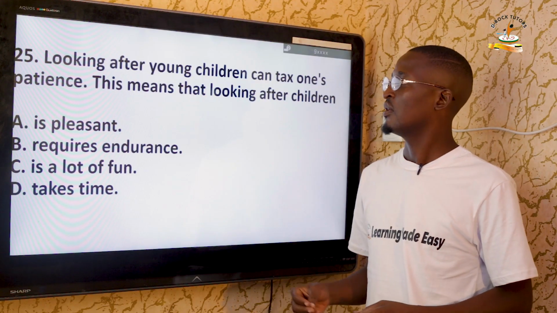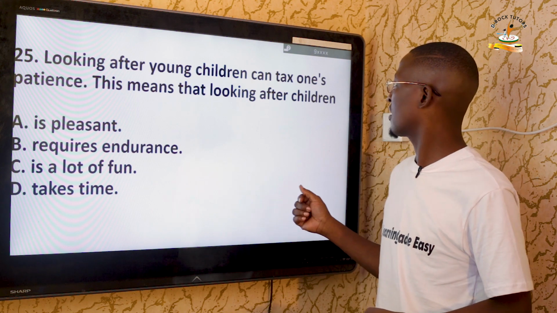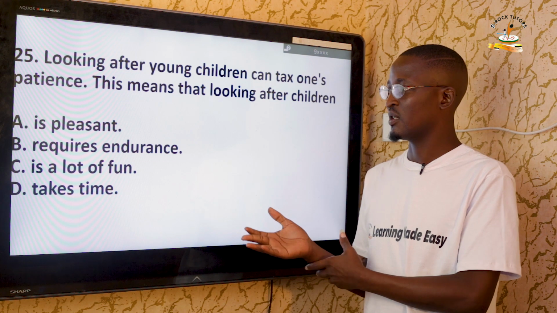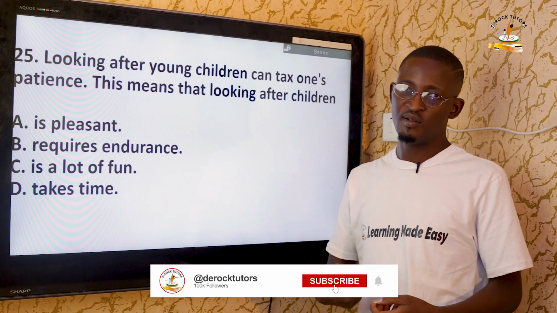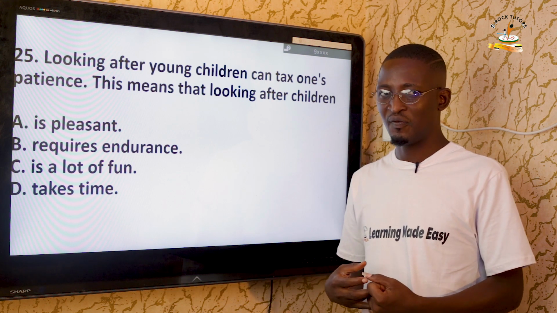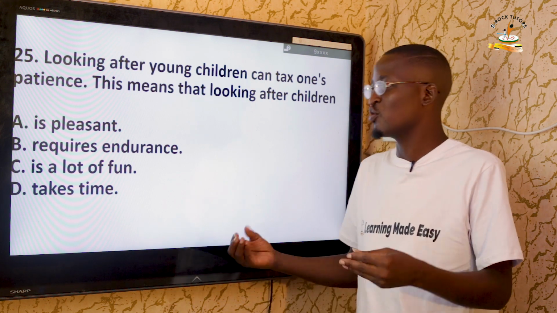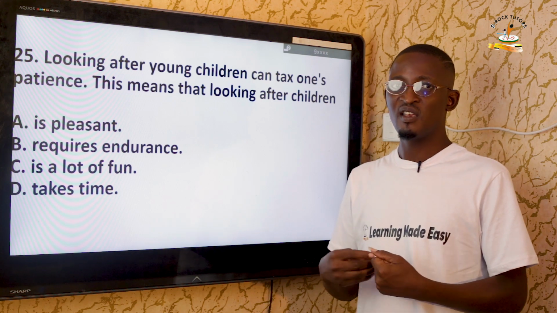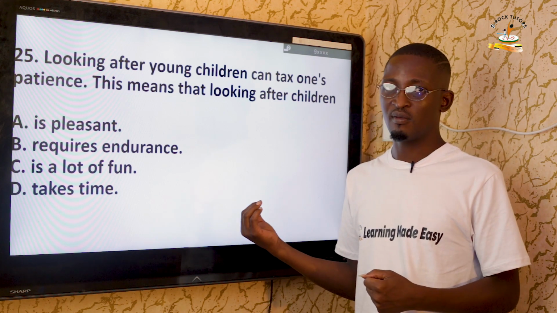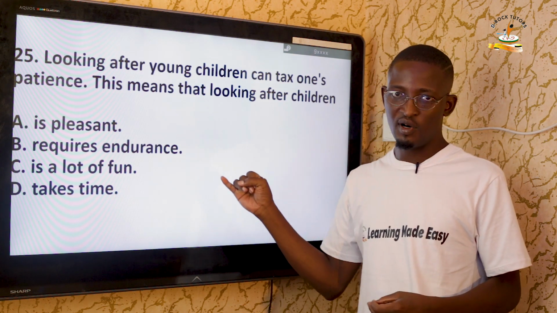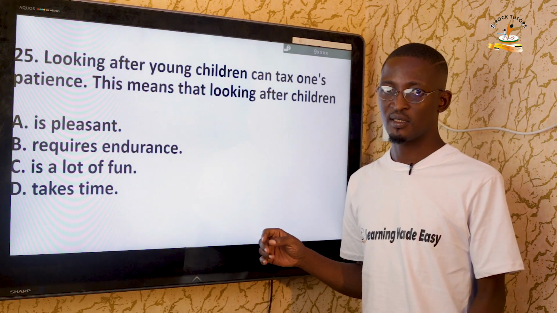25. Looking after young children can tax one's patience. What does it mean to tax one's patience? It means the person has been exhausted of endurance, so you still need more. That is, it is eating up your endurance, so it requires more endurance. 26.